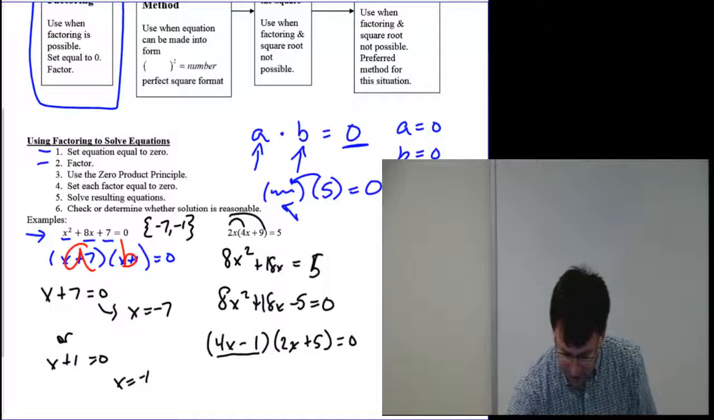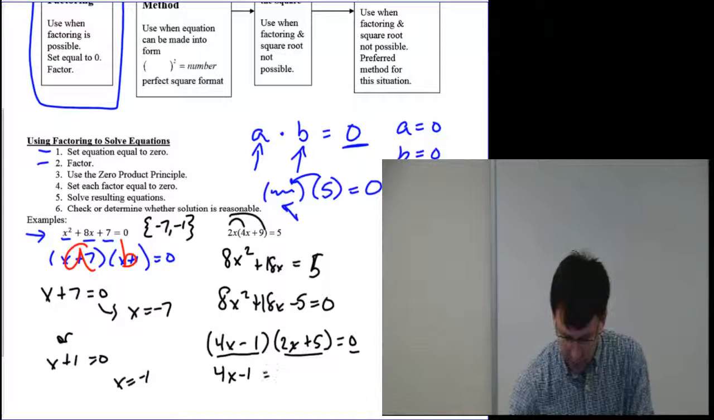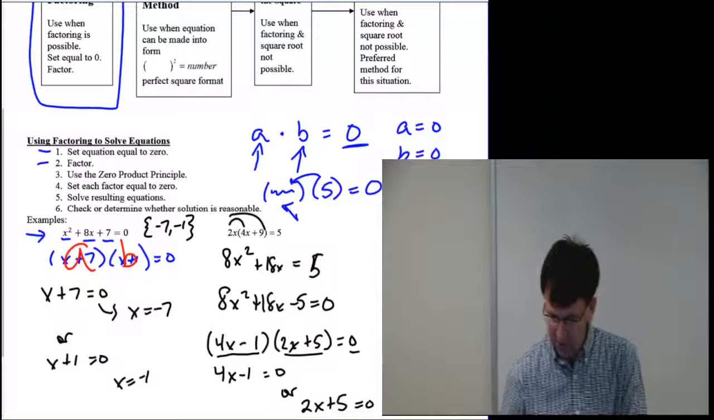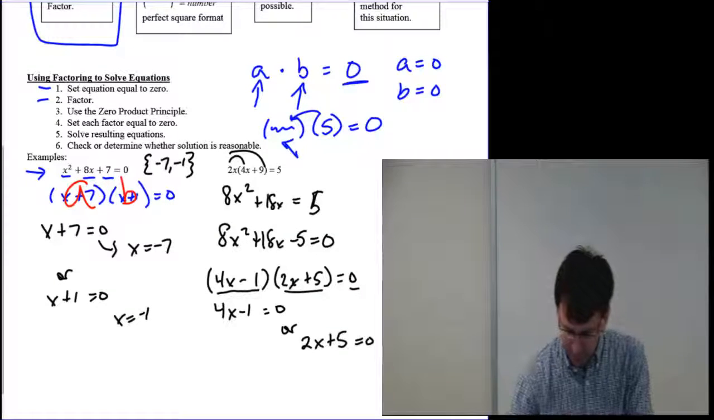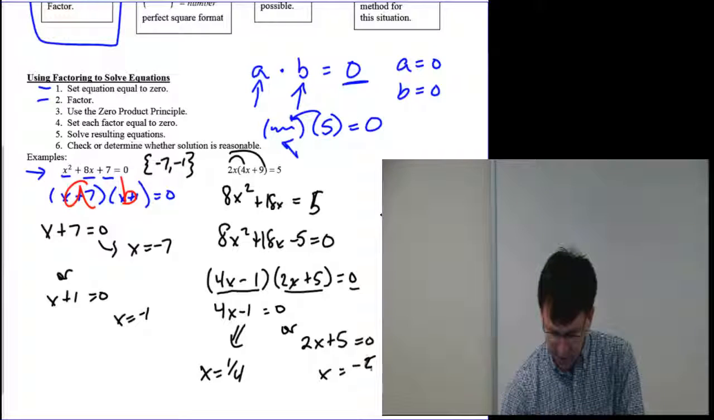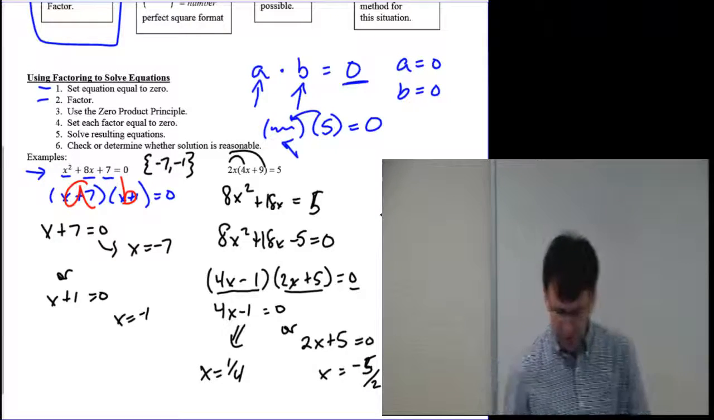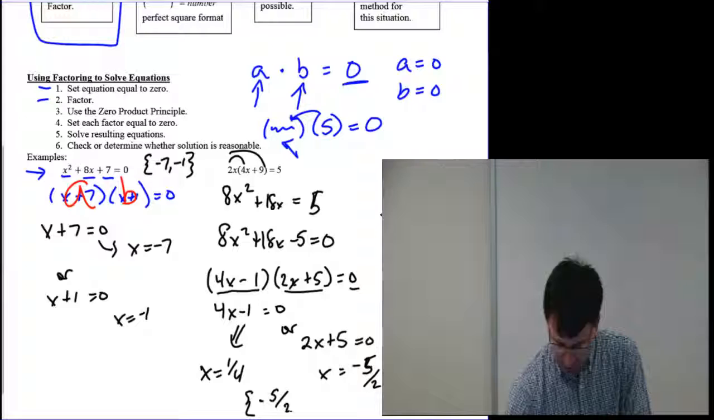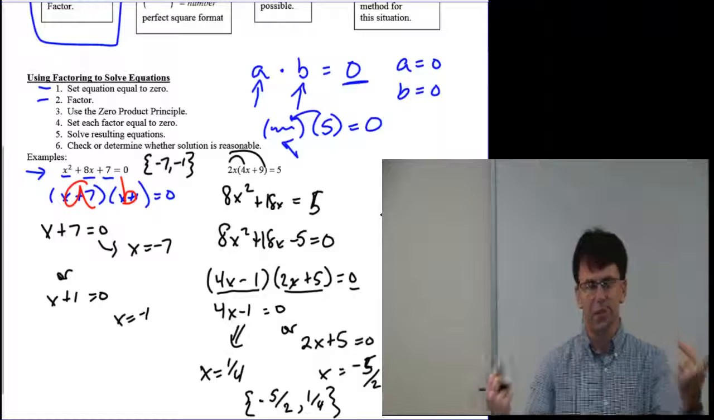Again, this is a times b equals 0. That means my a, 4x minus 1, is 0, or 2x plus 5 is 0. Well, with that in mind, let's see if we can finish the problem using my linear techniques. This is going to mean that x equals a quarter, and this over here is going to mean that x equals negative 5 halves, and we should be off and running. Again, I should write my solution here as negative 5 halves and a quarter, and there's my solution to that problem. Again, quadratic equation.